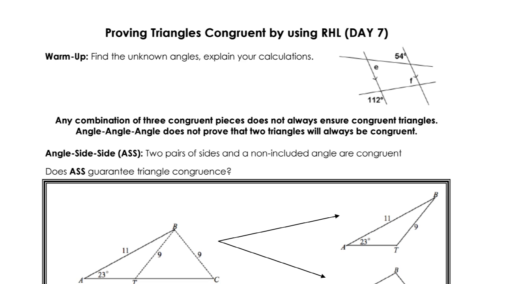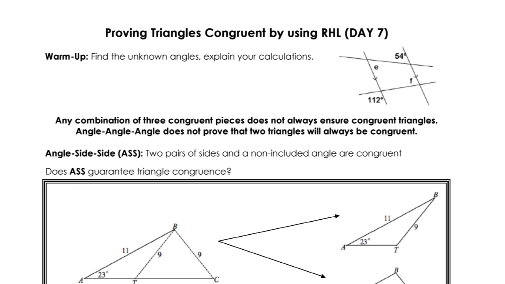So we got a couple of clues here. We have a 112 and a 54. We also have a clue that our lines are parallel. They're indicated by those little arrows on them. So we could think about parallel lines maybe being cut by a transversal and help us.